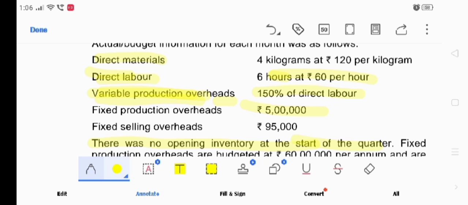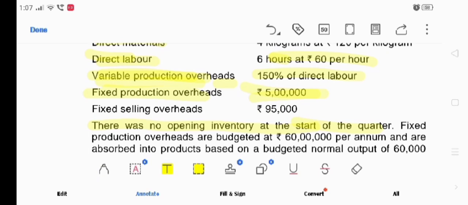Variable cost in total changes, but per unit it is the same. For example, variable cost is 100 per unit. If you sold 10,000 units or 12,000 units, in total it differs, it varies, but per unit it is the same, constant. So here, fixed production cost of 5 lakh, we want per unit.